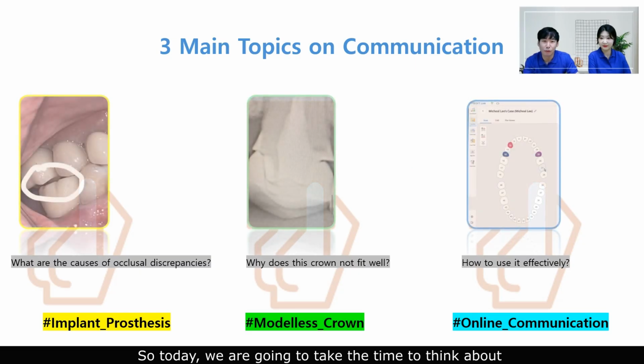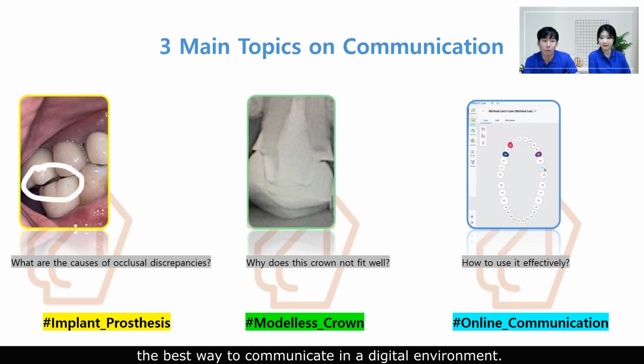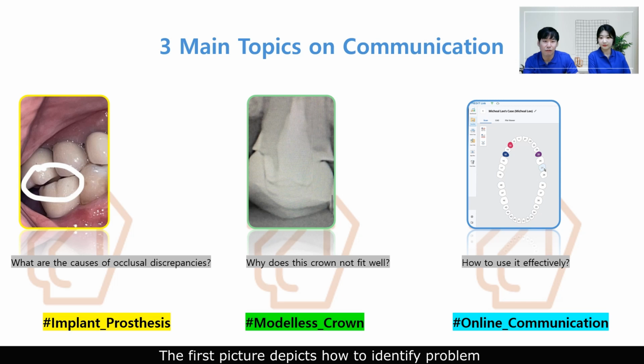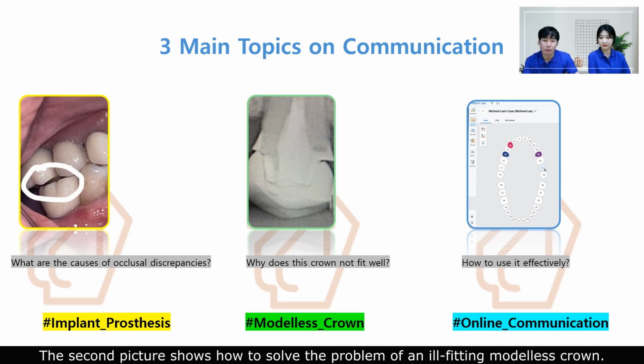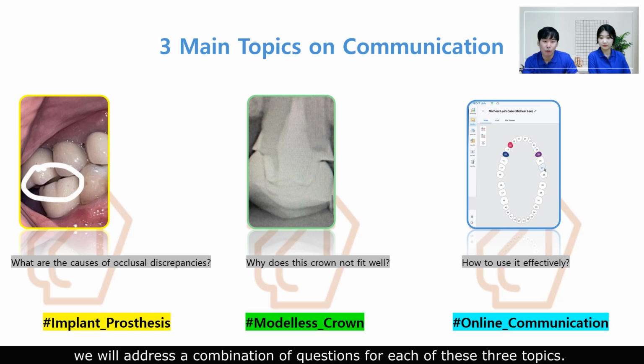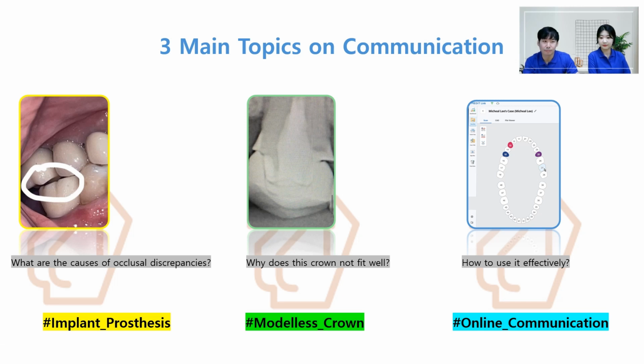So today, we are going to take the time to think about the best way to communicate in a digital environment. The pictures you see represent today's topic. The first picture depicts how to identify problems when there are huge errors in implant prosthesis occlusion. The second picture shows how to solve the problem of an ill-fitting model's crown. The third picture illustrates how to effectively order prosthesis through Medit Link. Since these topics frequently come up, we will address a combination of questions for each of these three topics. We hope this content will be useful for your clinical practice.